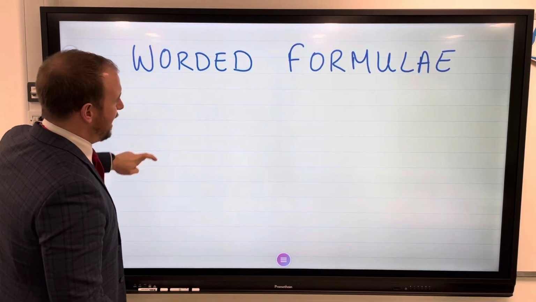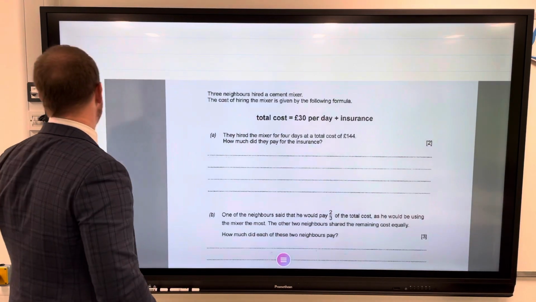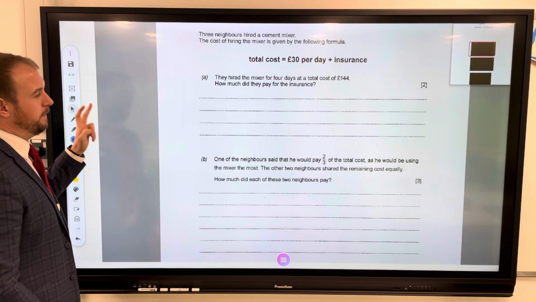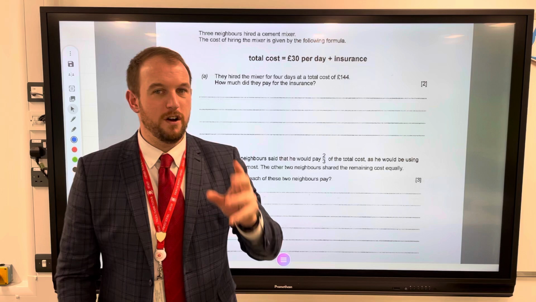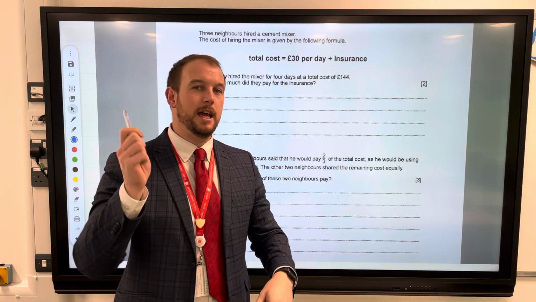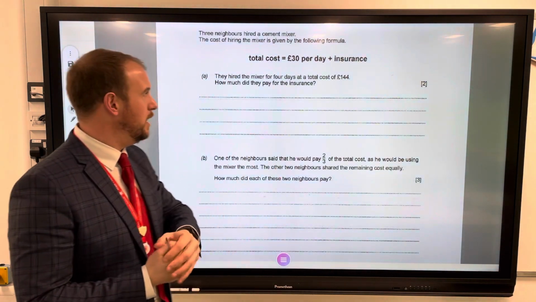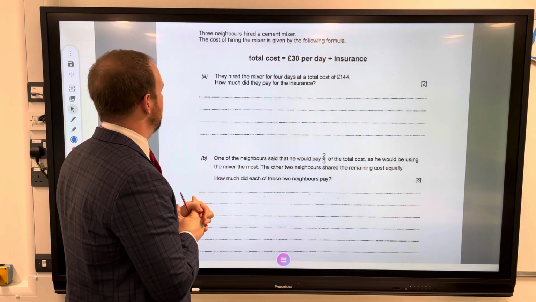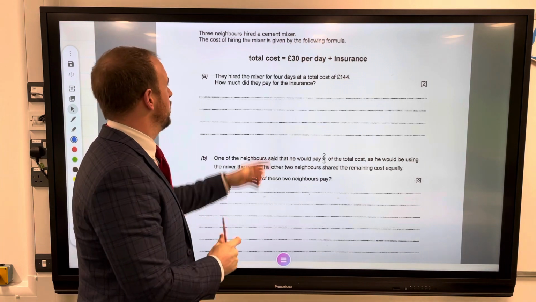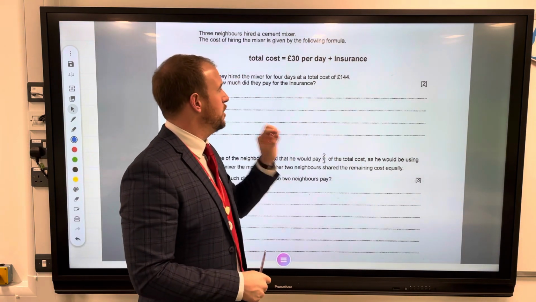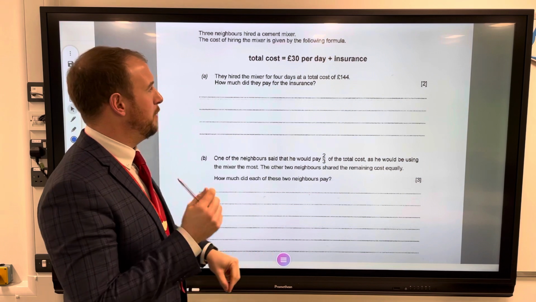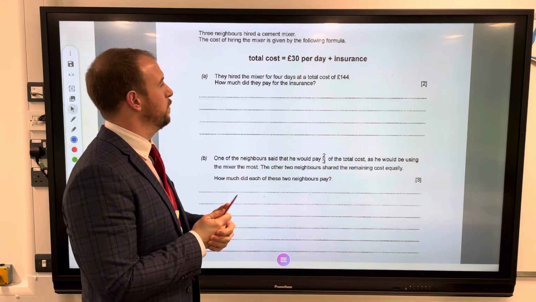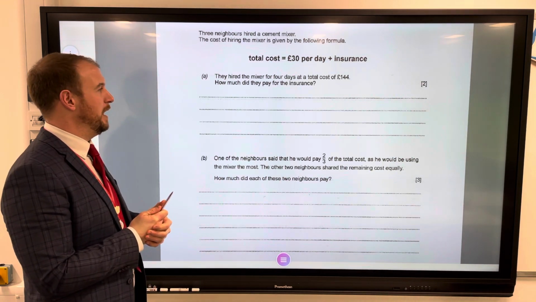So I've picked three very general questions for me to go through here, okay? There are a lot of words. Get yourself a highlighter, a pen or a pencil, and we can have a go. Three neighbours hired a cement mixer. The cost of hiring the mixer is given by the following formula. Total cost equals £30 per day plus insurance. They hired the mixer for 4 days at a total cost of £144. How much did they pay for the insurance?